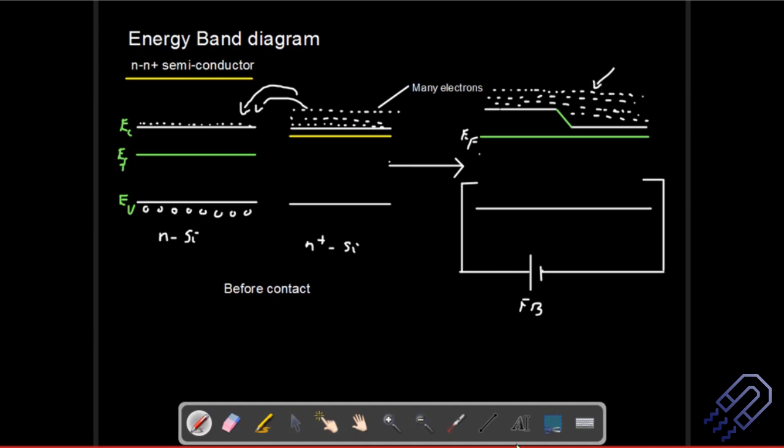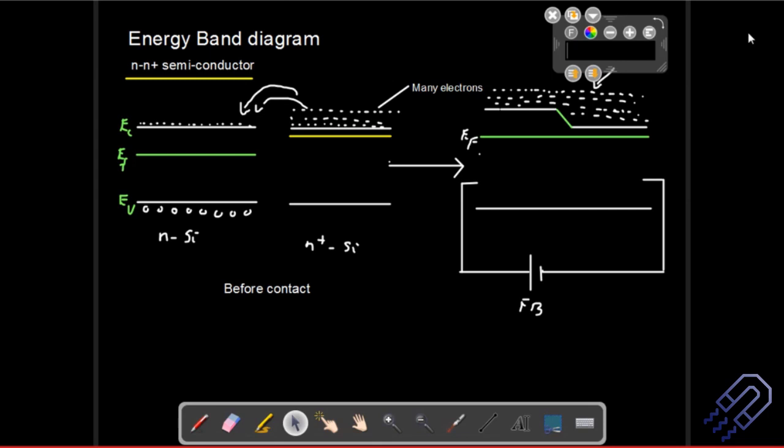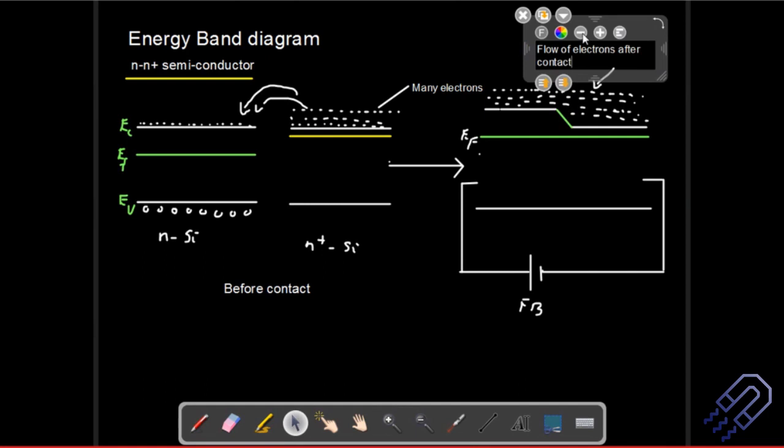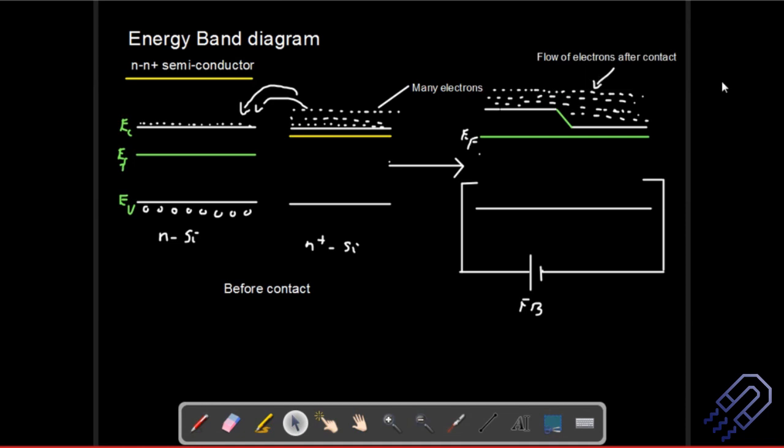Okay, and then I think I should make this point very clear here. Flow of electrons after contact. So this is the flow of electrons after the contact. So this is exactly how you actually draw the energy band diagram. Okay. So this is what happens in forward bias.